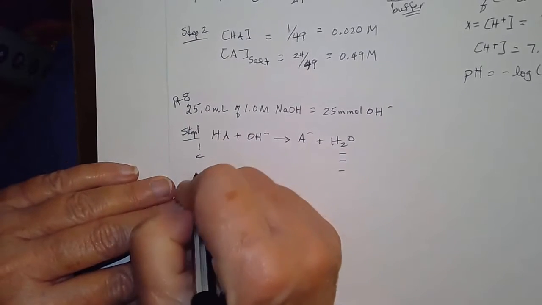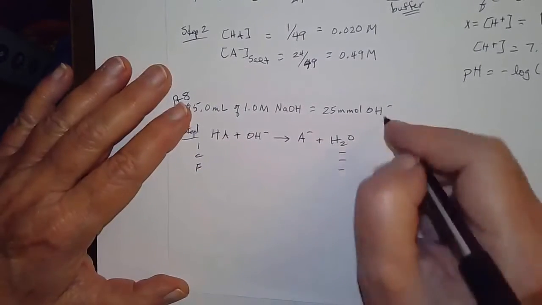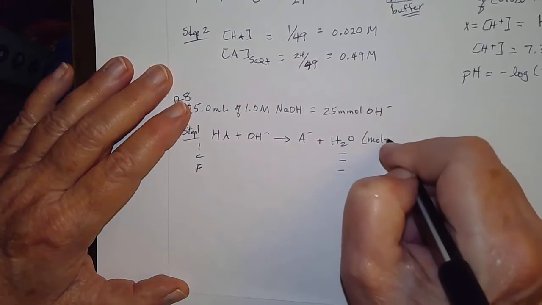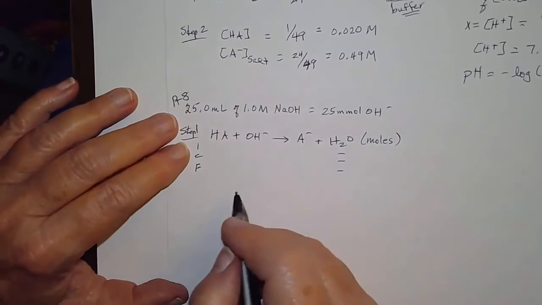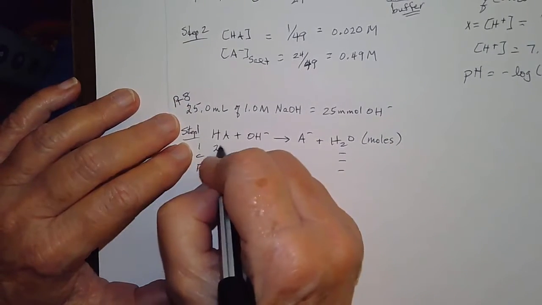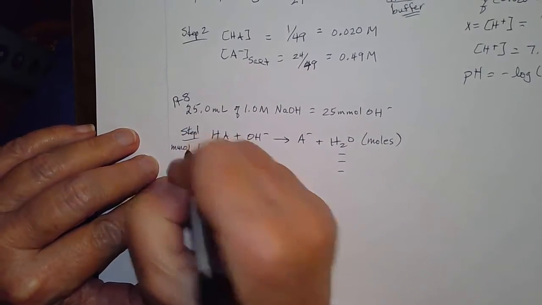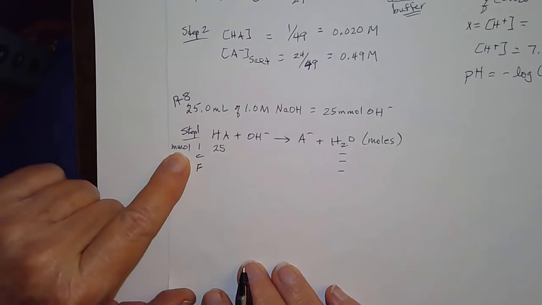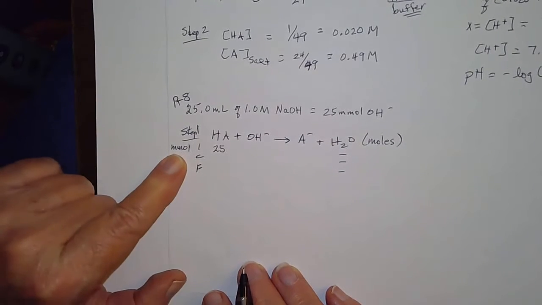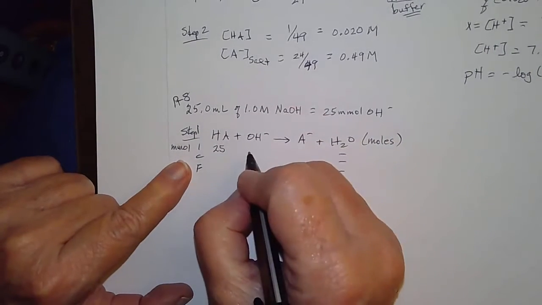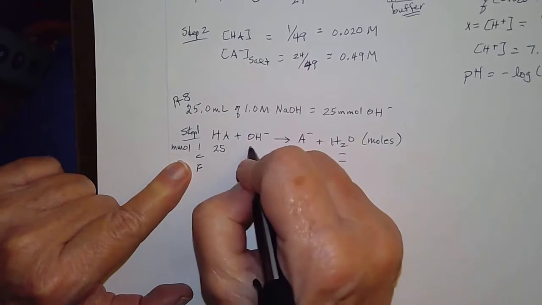This is my ICF table. Remember, we're working in moles. This is stoichiometry. So we know we started with 25 millimoles. This is millimoles. Just tell the grader. If you're working in moles, put MOL, but if you're working in millimoles, put MMOL. We're adding 25 of the base.